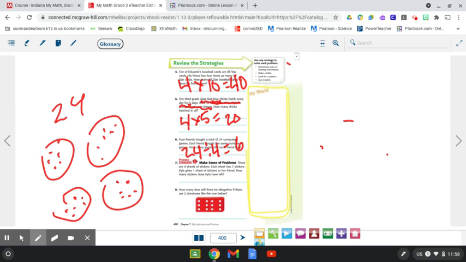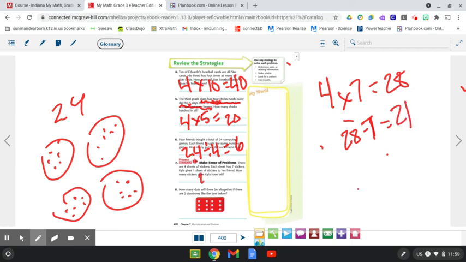All right, number 7. There are 4 sheets of stickers. Each sheet has 7 stickers. Kyla gives 1 sheet of stickers to her friend. How many stickers does she have left? Okay, so first let's figure out how many she started with. She has 4 sheets, and each one has 7. So 4 times 7 equals 28. But she gave 1 sheet of stickers to her friend. So we need to take 28 minus 7, which equals 21. So she has 21 stickers left.